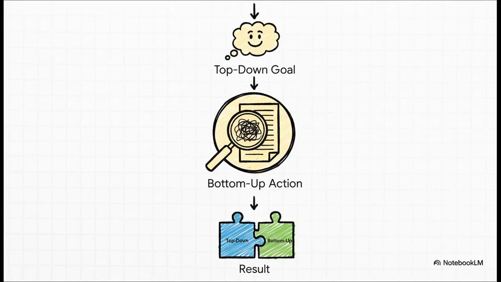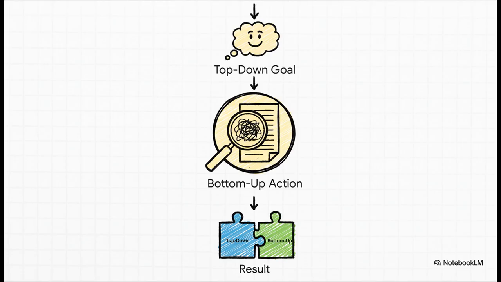Here's what that looks like in the real world. You start with a big top-down goal from leadership, something like, we need to improve overall customer satisfaction. Okay, great, but how? That's where you use a bottom-up action. You dive into the customer complaint data to find the biggest, most common pain points.